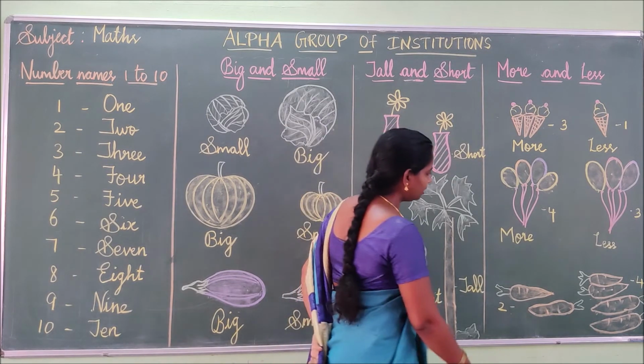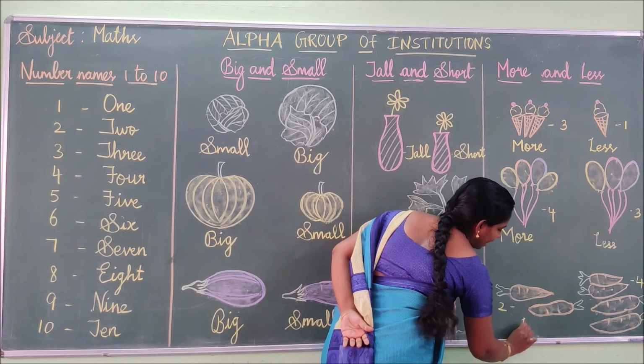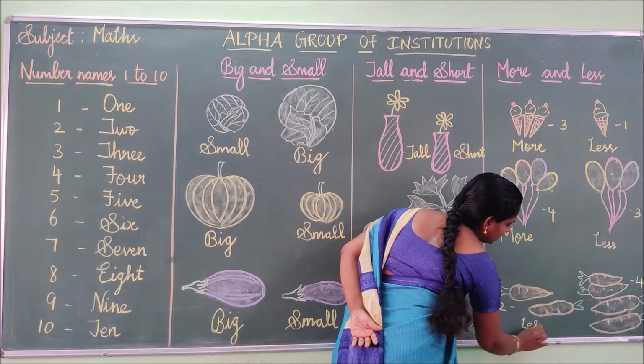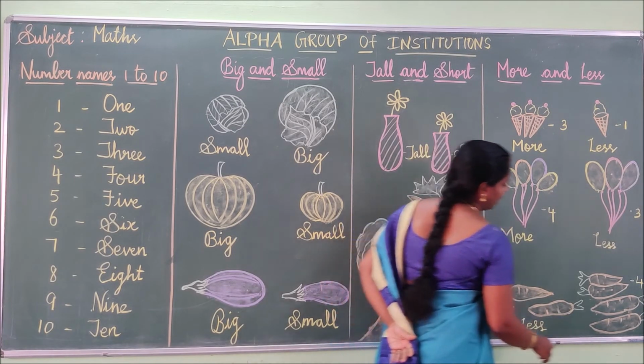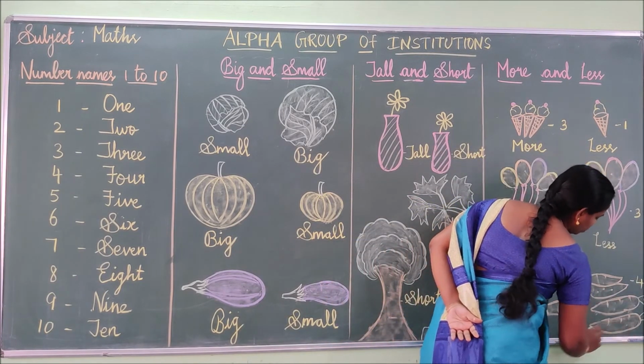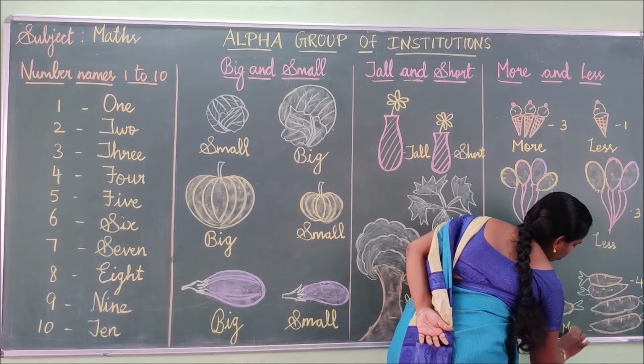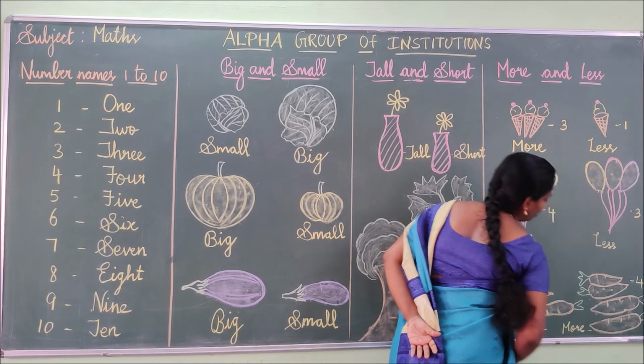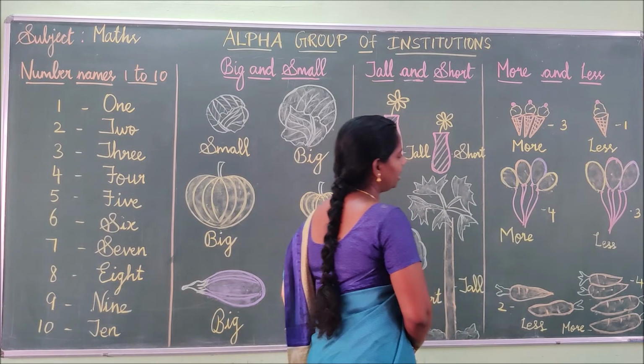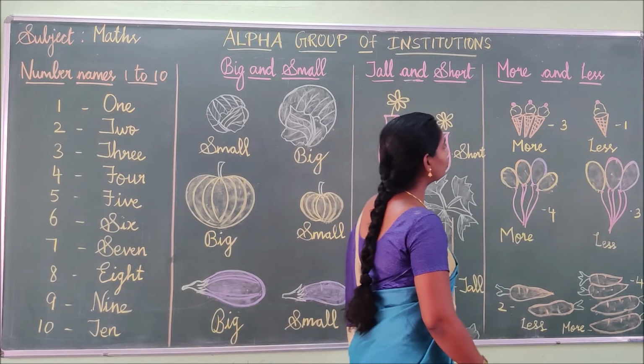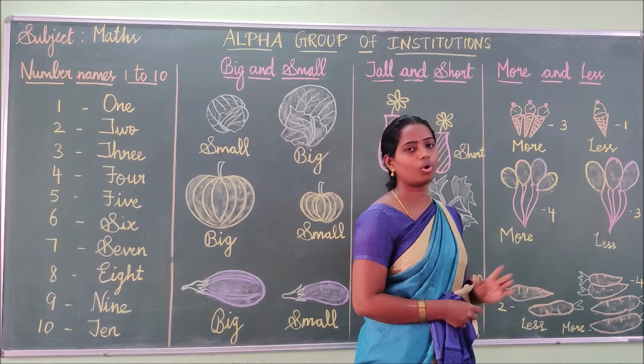Okay, children. Shall we write it here? Less. L-E-S-S. Yes, less. And here we have more carrots. Okay. M-O-R-E. More carrots. Okay, children. In this also you can easily say which is more and which is less.